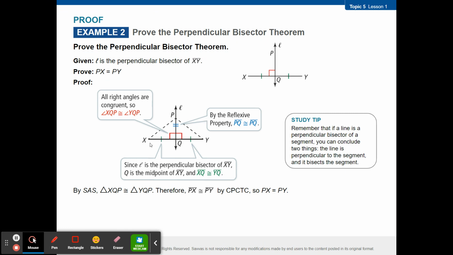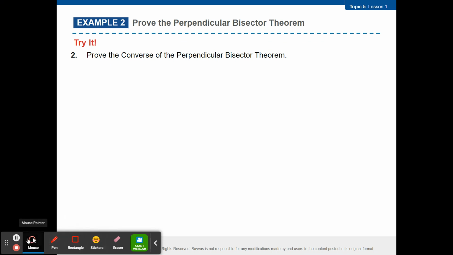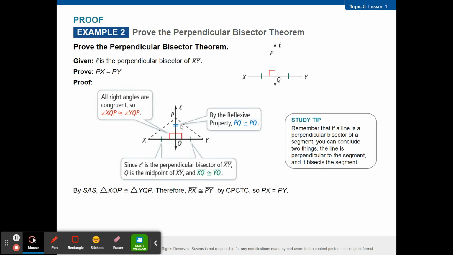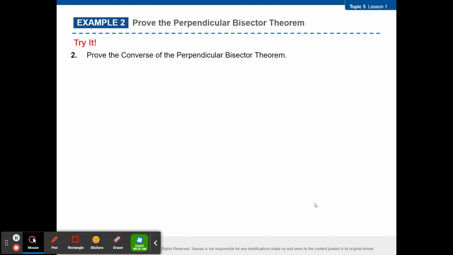And one thing I want you to do is connect these two, x to p and p to y. We're going to go over the proof of the perpendicular bisector theorem. I'm going to do it as a 2-column proof because it's missing information. In fact, let me grab that picture.